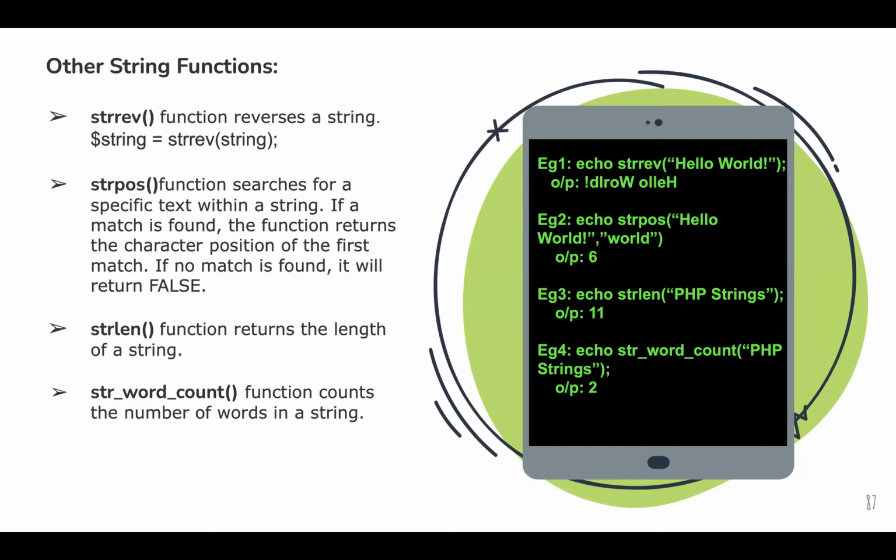The string length function returns the length of the string. PHP strings has a length of 11, so the output is given as 11. The string word count function counts the number of words in a string. If we take an example of PHP strings, PHP and strings are two different words, so it returns the value of 2.